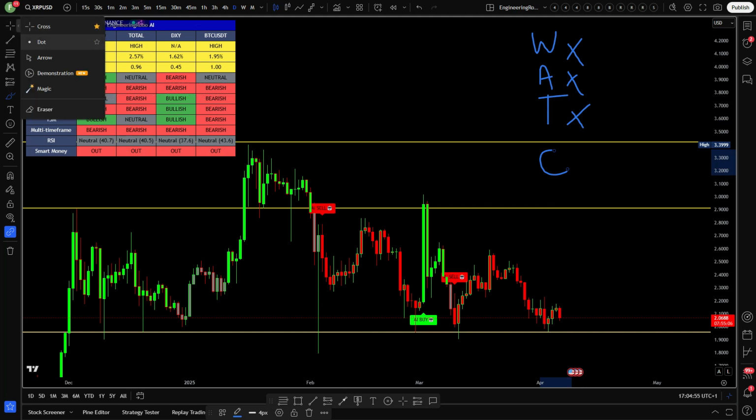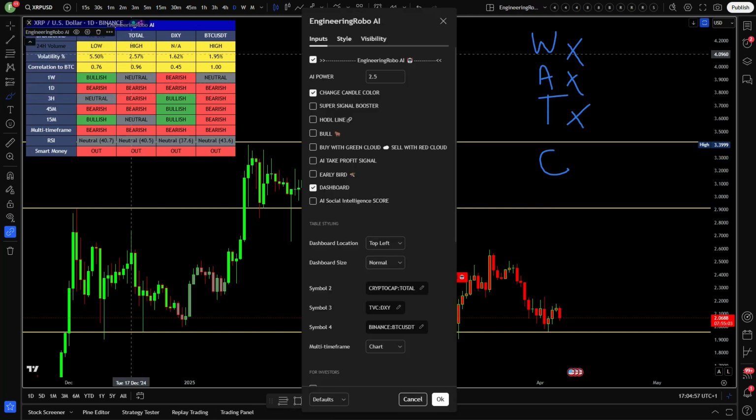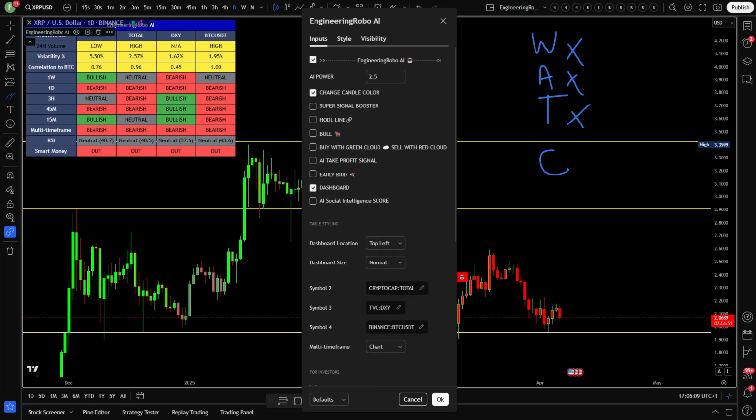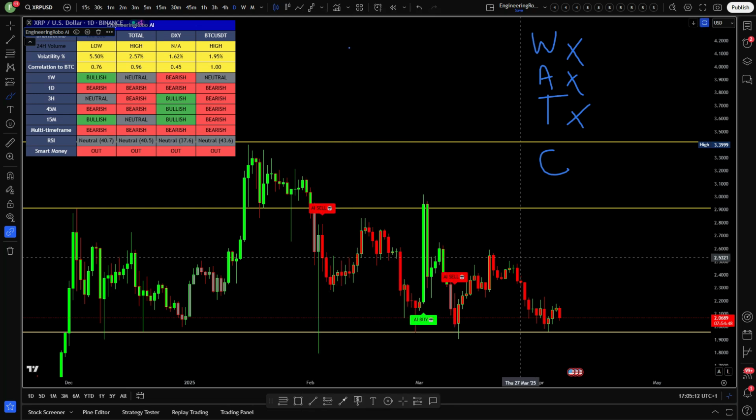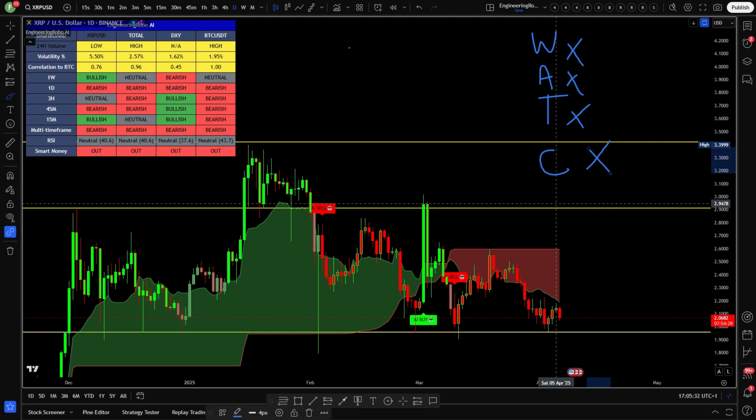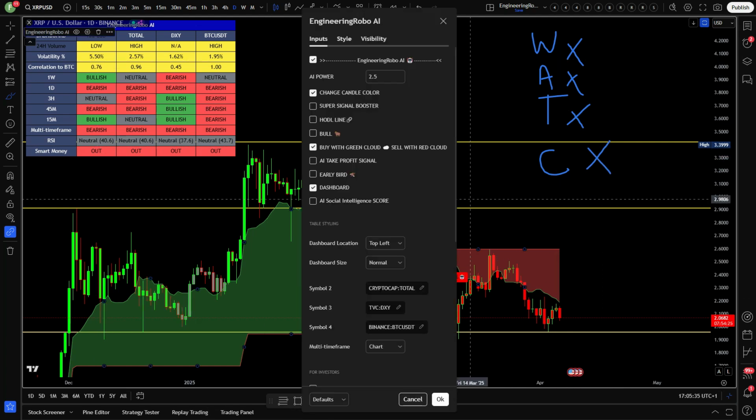Let's switch on the cloud setting on EngineeringRobo AI. I'll keep the settings as I've got at the moment, and once I have loaded up the cloud, we can clearly see that for this to be bullish, it needs to have shown an area of green that we are breaking into. And as we can see, it's actually below the red cloud. Again, not a great sign in terms of going long in XRP at the moment.